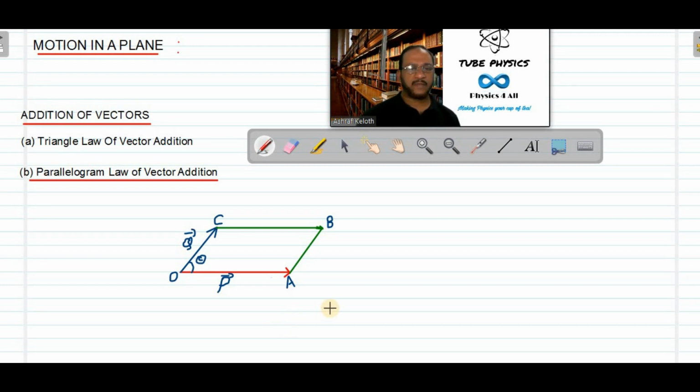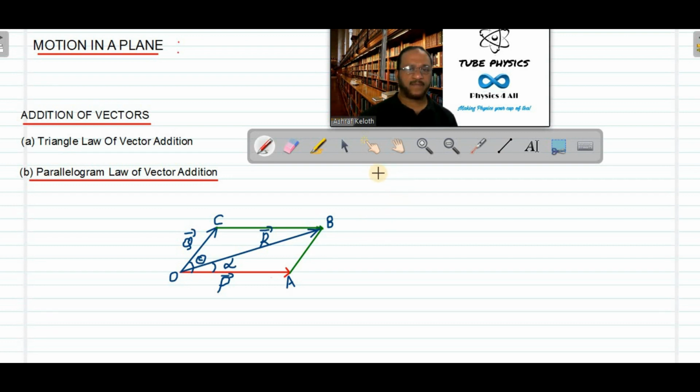Then, according to the parallelogram law of vector addition, the diagonal of the parallelogram drawn from the point O will give the resultant of the two vectors P and Q in magnitude as well as direction. That means the magnitude of the resultant will be equal to the length of this vector, and the resultant will be in this direction. Suppose the resultant makes an angle alpha with the horizontal. So OB represents the magnitude of the resultant R.